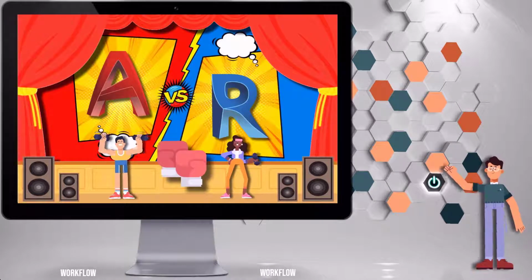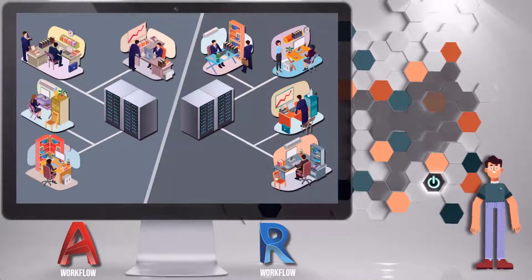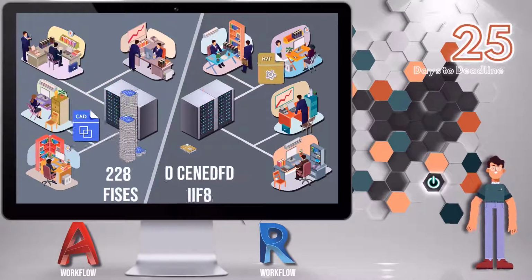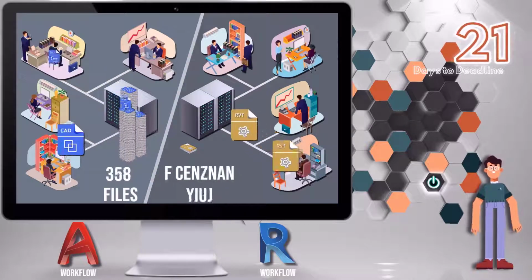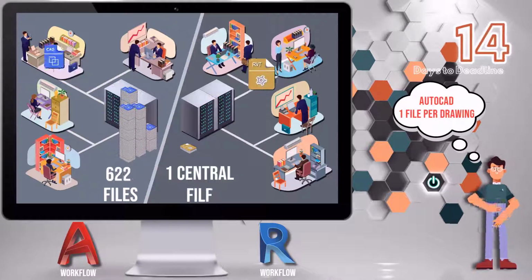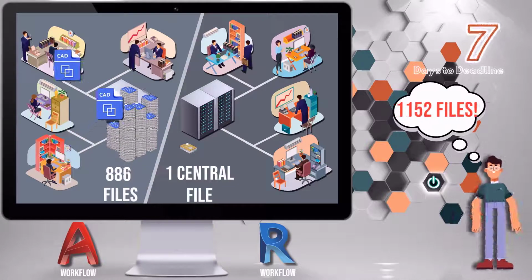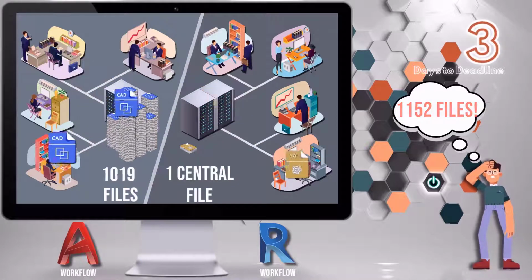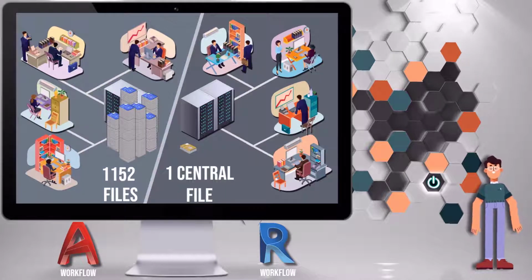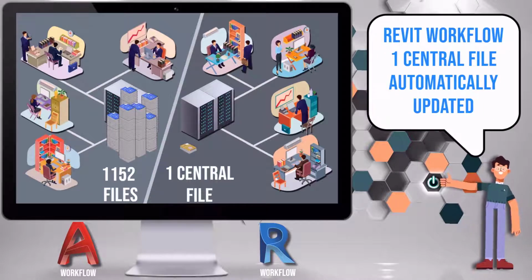An average large-scale project contains more than 1,000 drawings and requires a lot of coordination and continuous updates. Let's compare how the AutoCAD workflow works, compared with Revit. If you manage the workflow with AutoCAD, you will have one file per drawing. At the end of the day, more than 1,000 DWG files need to be coordinated, updated, and linked, one by one, to sheets. On the other hand, managing the workflow with Revit keeps all the project information in just one central file, automatically updated.